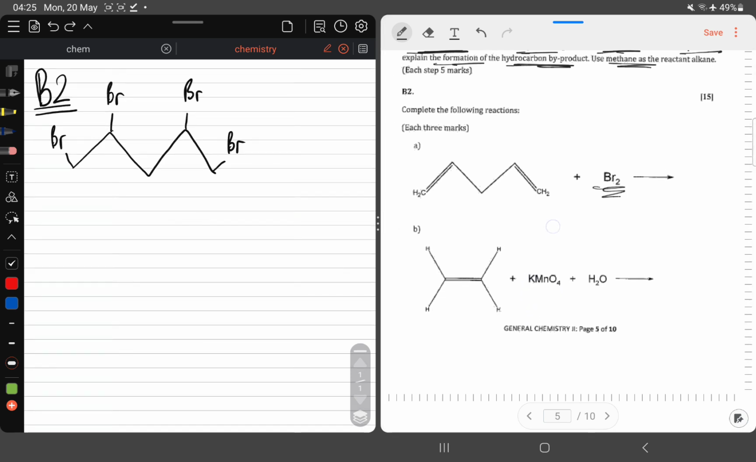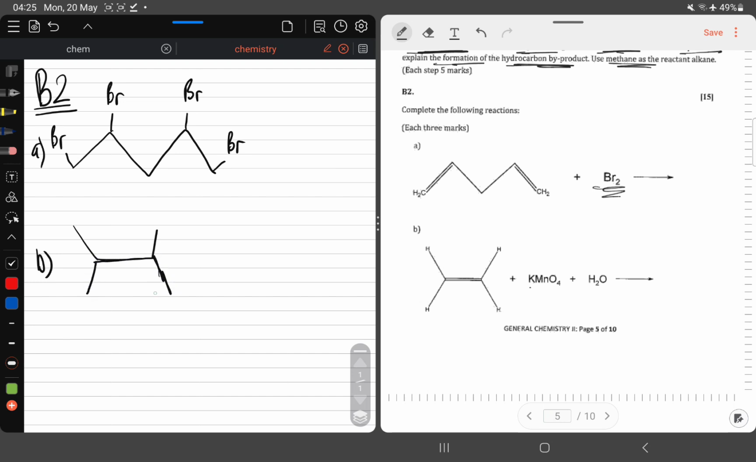Okay, so what about on part B? Part B, this is for A. Part B, I can see again. This is a simple thing. This is when I add water with this KMnO4, I know it's going to become a diol. So basically what I'm going to have is something like this.